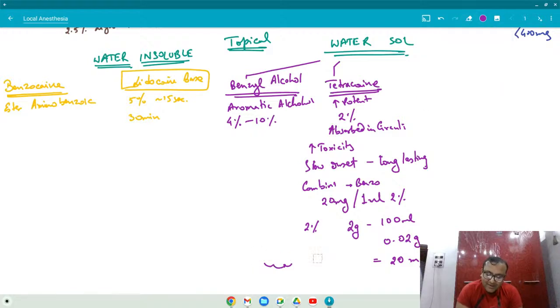All right. So you see, that is what is written over here. See, that's what is 20 milligram here. So either 20 milligram or 1 ml, 2%. Getting the hold of it?